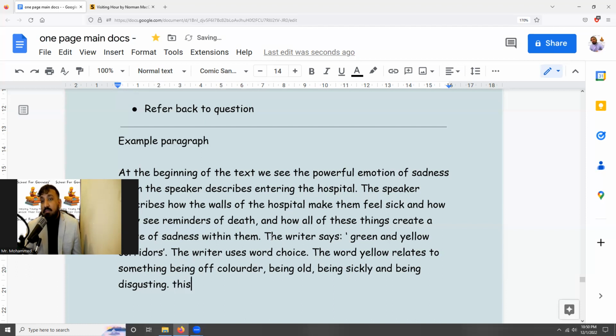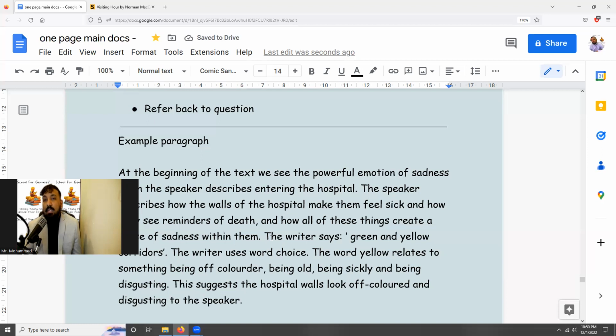Now we finish off our basic word choice. This suggests the hospital walls look off-colored and disgusting to the speaker. Okay, basic word choice complete. Now we do the connection to the topic and the question.